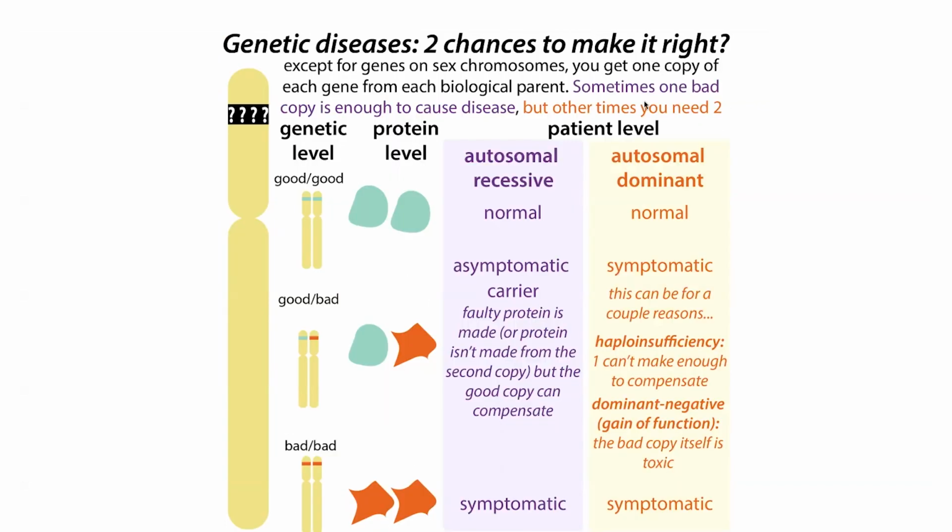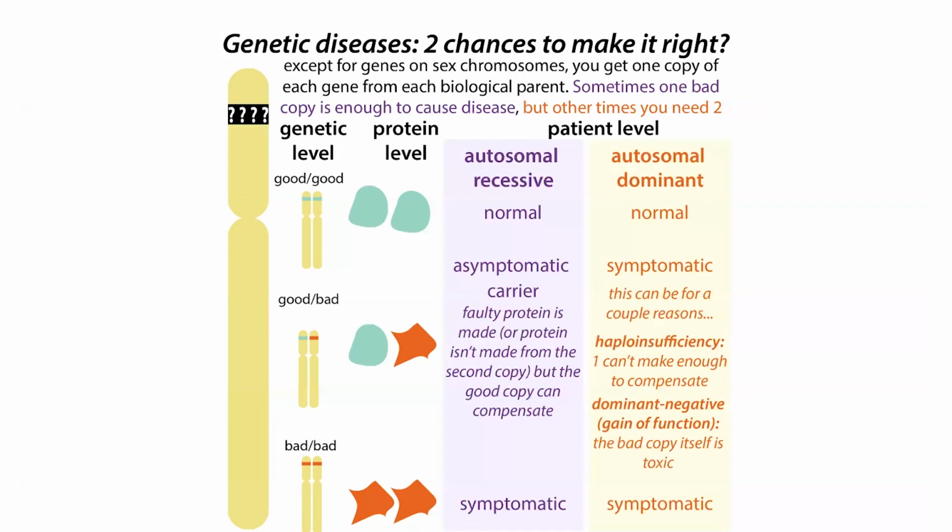But in the case of Huntington disease, what we have is an autosomal dominant disease. Dominant just means that you only need one bad copy in order for the person to have the disease. And this can be caused by a couple of different reasons. One is haploinsufficiency. Basically, one copy can't make enough to compensate for the loss of the other copy. And the other is dominant negative or gain of function. This is where the bad copy itself is toxic. So it's not just that you're missing the good copy, it's that the bad copy is actually causing problems in the cells.